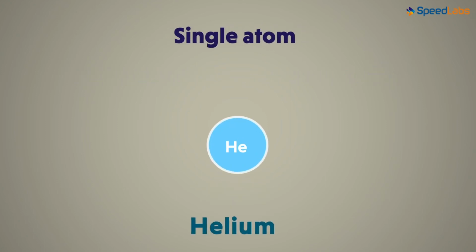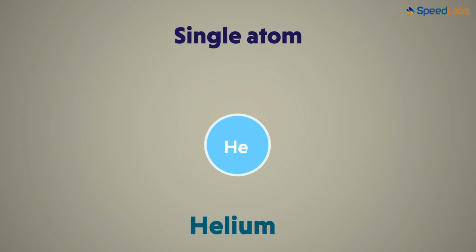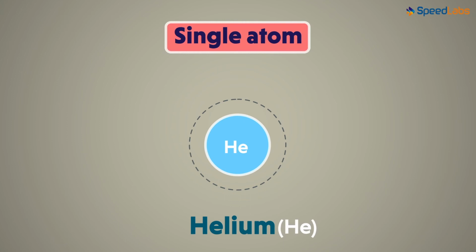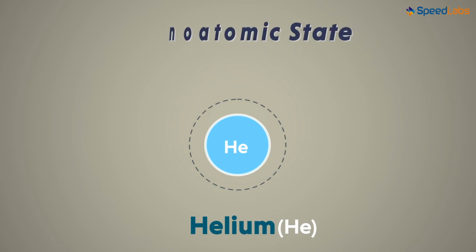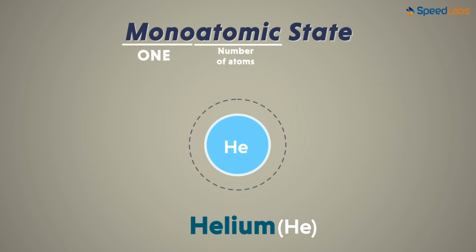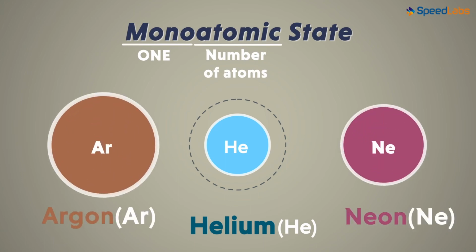In case of some elements like helium, we find the atoms exist singly. Yes, only one atom can also live independently without formation of a chemical bond with other helium atoms. That is the reason why we find helium molecules to be made up of just one single atom. Such a case is called the monoatomic state. Here monos stand for one, while atomic is the number of atoms. Other examples of monoatomic elements include argon, neon, etc.